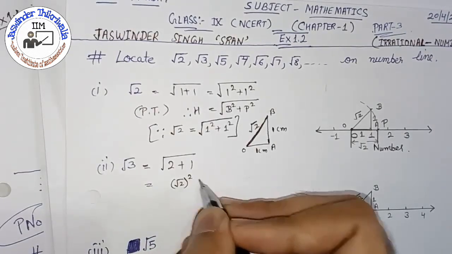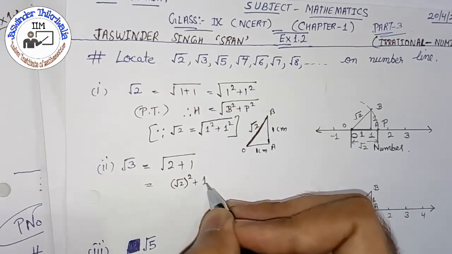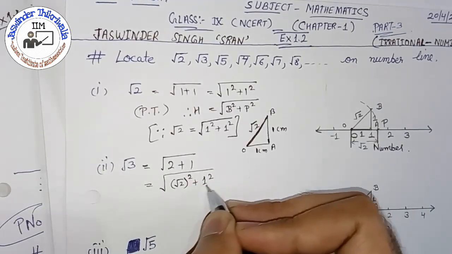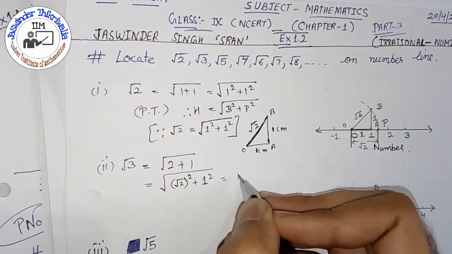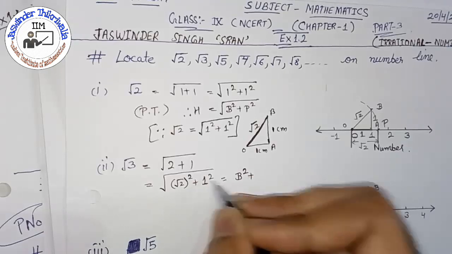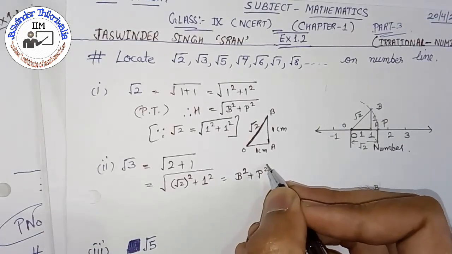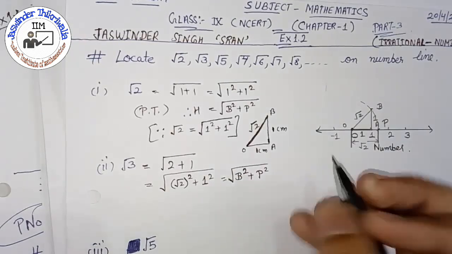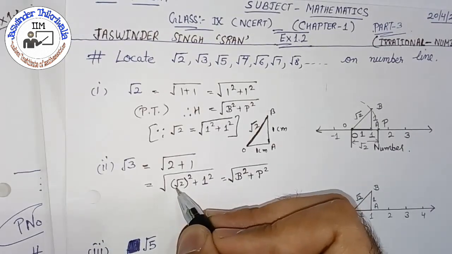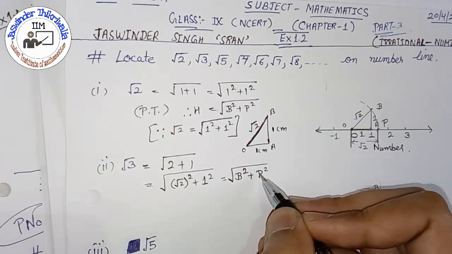So 2 is the square of root 2, and 1 is the square of 1 only. So we got two numbers: one is root 2, one is 1. This root 2 will represent the base, and this 1 will represent the perpendicular, and we need their square root. So now, how many centimeters do we need for the base? Root 2 centimeter, and then we will draw the perpendicular.